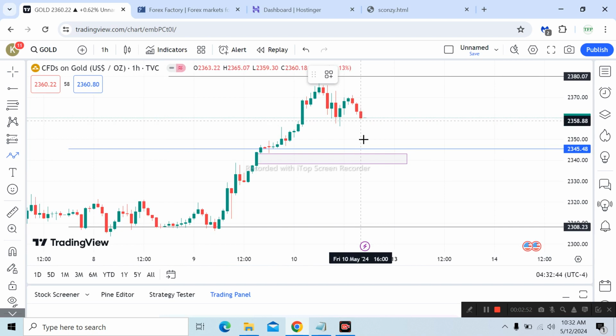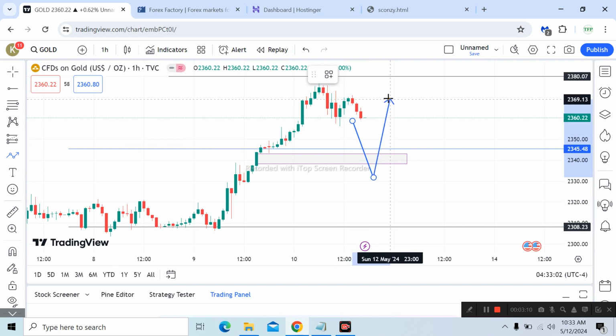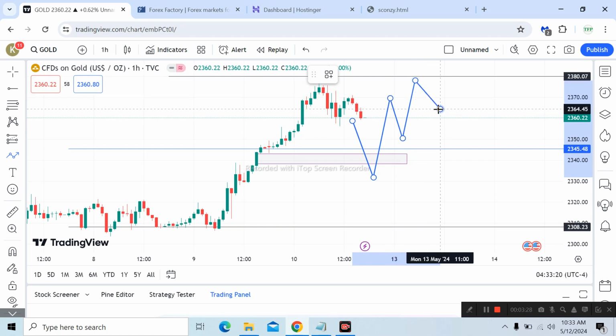So I'm expecting to see a retracement here, and then price moves ahead to the upside like this. Then it retraces back to this side here, and then makes a move to the upside. Then a little retracement like so, and then all the way to the upside. That is what we are aiming at.